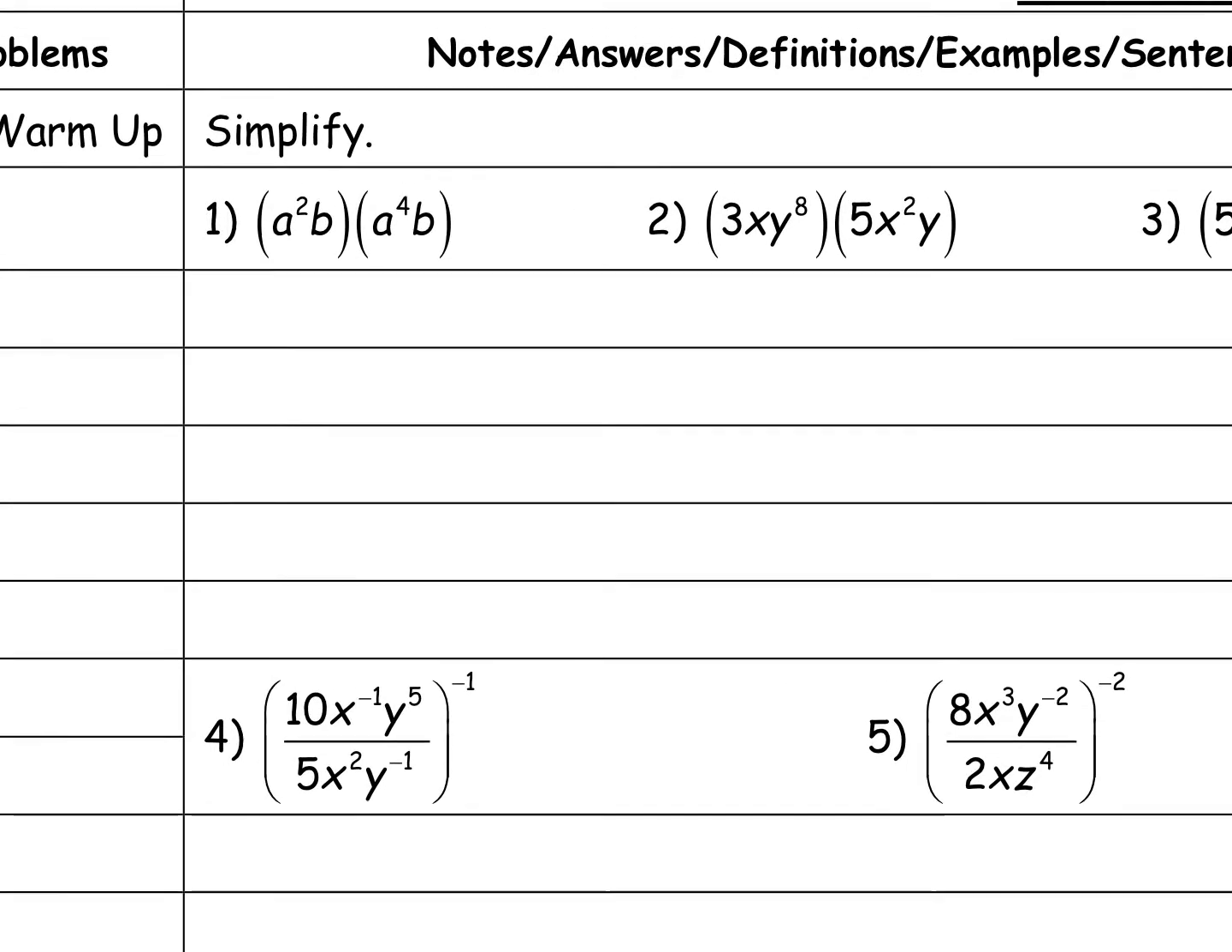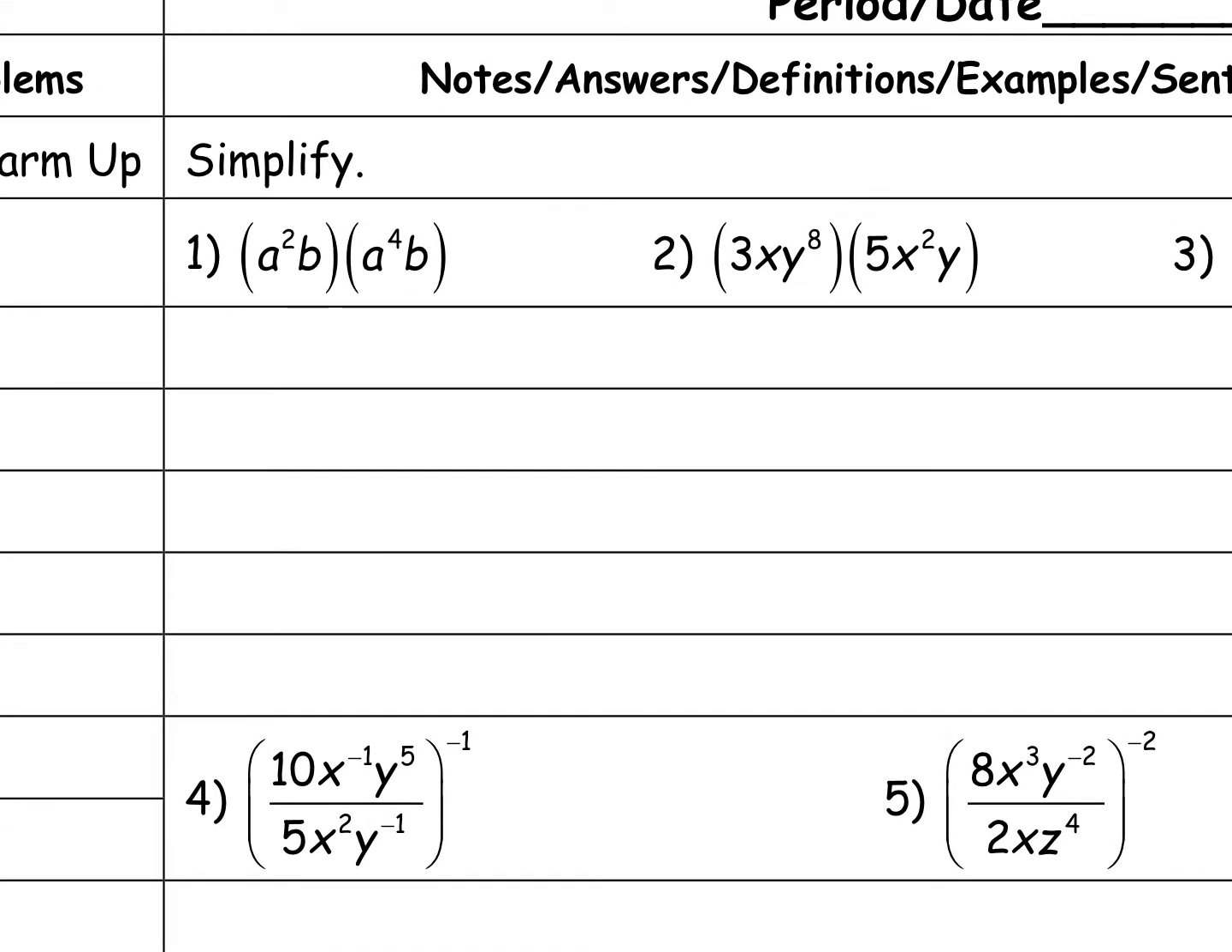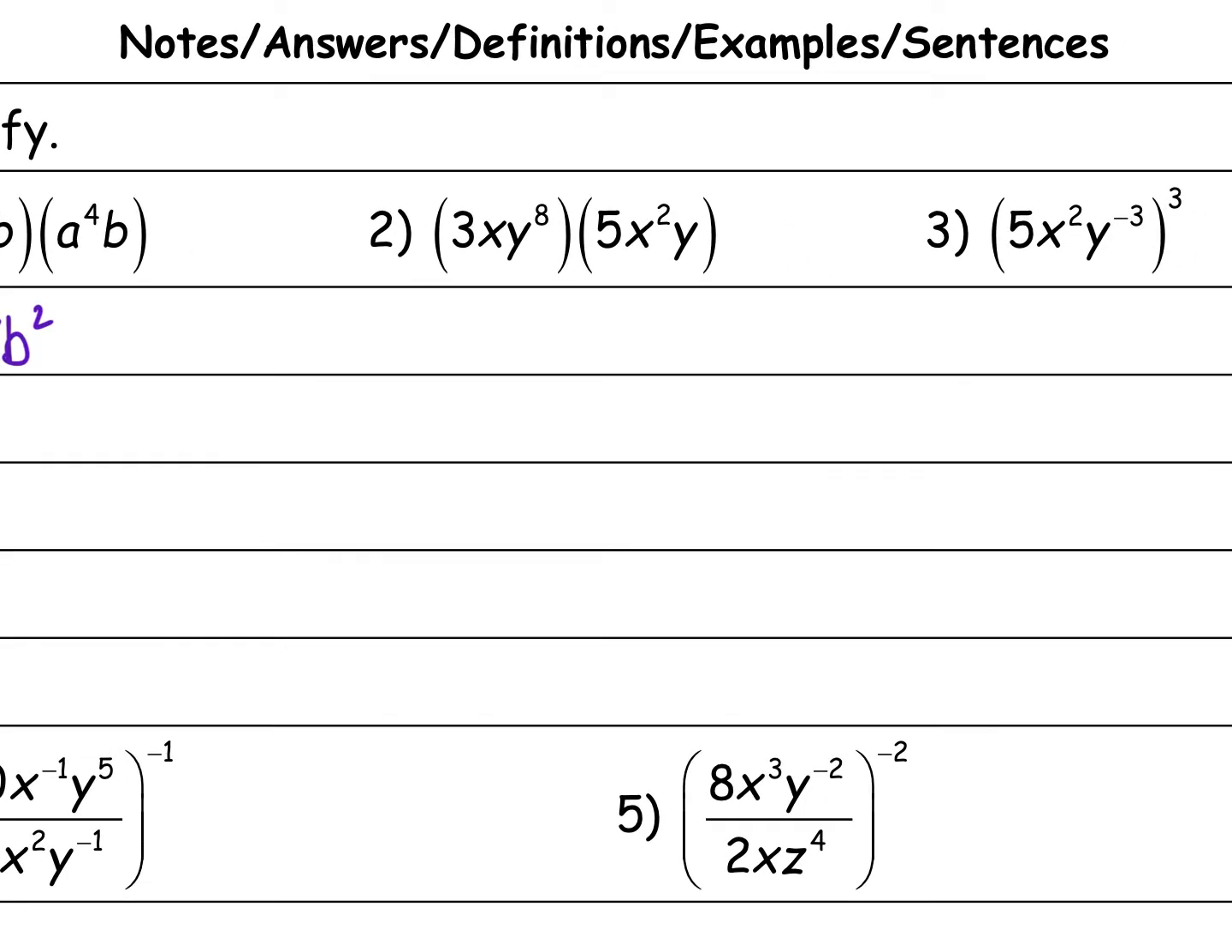Okay, so we're just going to simplify these, right? Just using the properties that we learned yesterday. So I should have a to the 6th and b squared. That should be it. Number 2 should be 3 times 5 is 15, x cubed, y to the 9th.